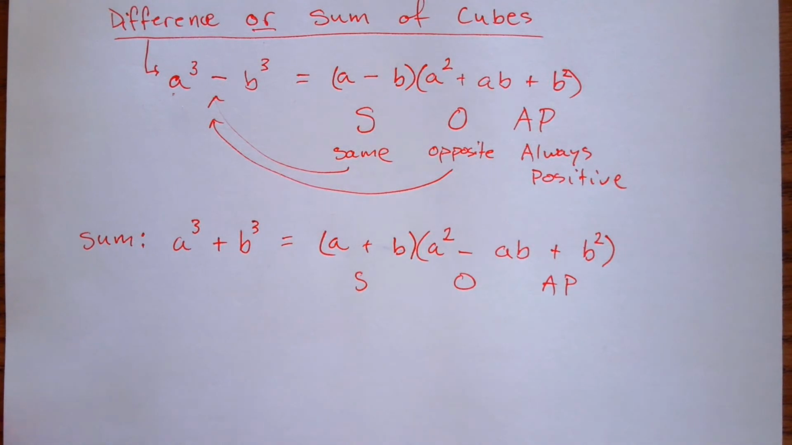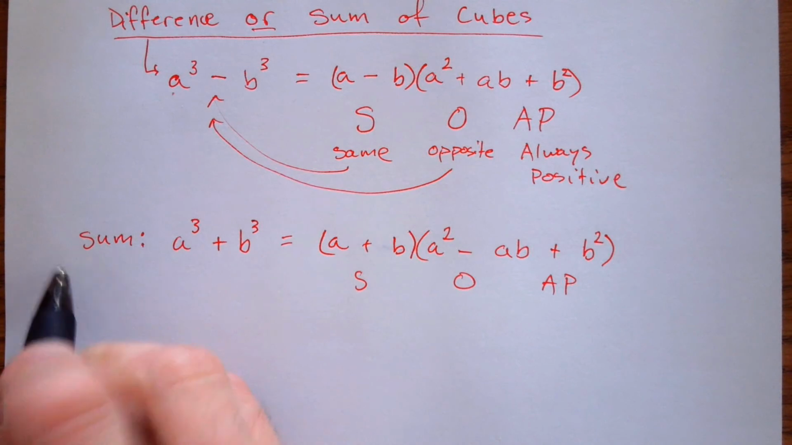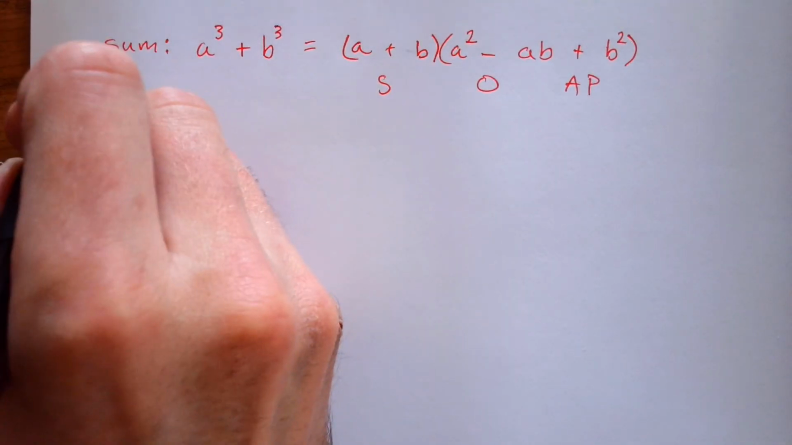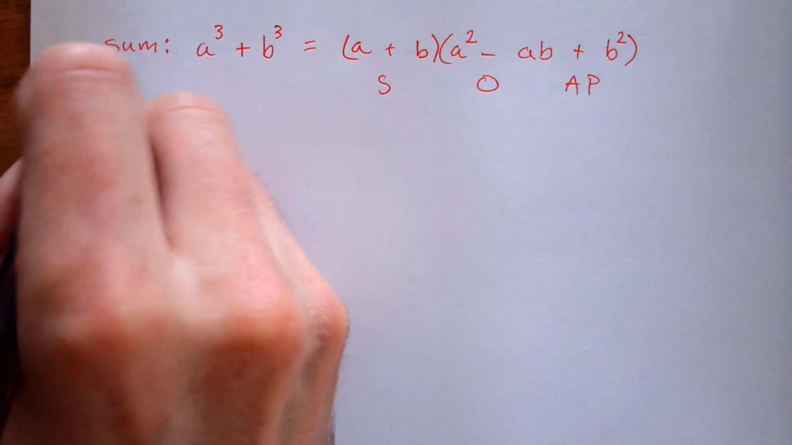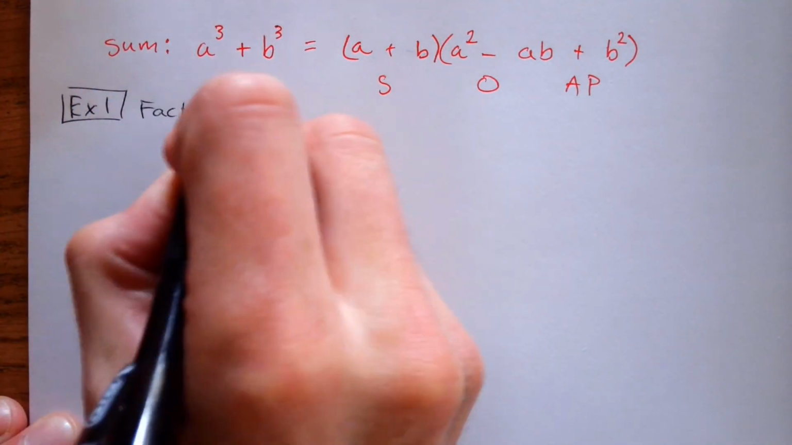So for the first example, let's do a sum of cubes so we can still have our formula in the shot. Example 1. Factor completely.